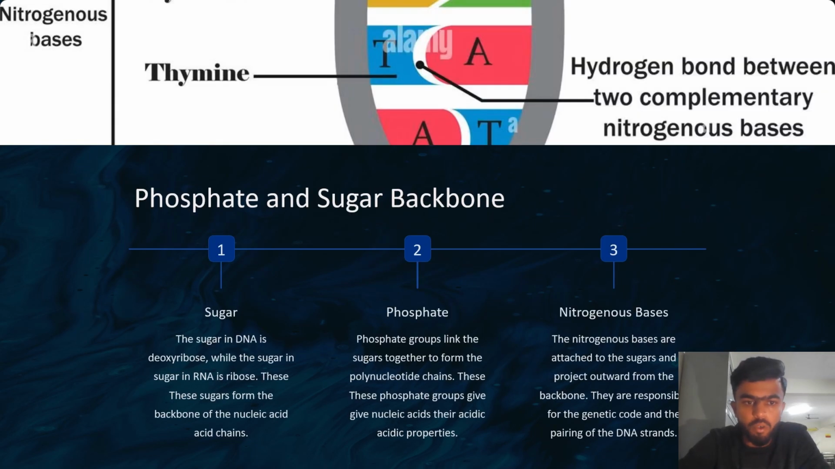Phosphate and sugar backbone. The sugar in DNA is deoxyribose, while the sugar in RNA is ribose. These sugars form the backbone of the nucleic acid chains. Phosphate groups link the sugars together to form the polynucleotide chains. These phosphate groups give nucleic acids their acidic properties. Nitrogenous bases: the nitrogenous bases are attached to the sugars and project outward from the backbone. They are responsible for the genetic code and the pairing of the DNA strands.